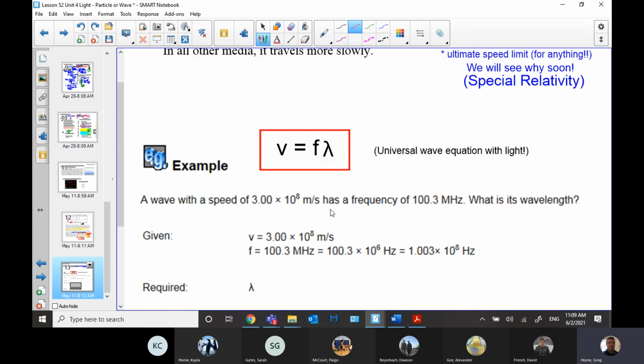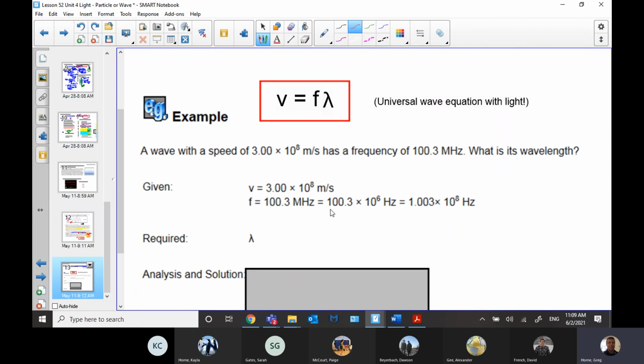So this is the universal wave equation with light. The calculations make sense: the speed's 300 million, and we've got a frequency of whatever. This was given as 100.3 megahertz. Mega means 10 to the 6, so we could write it instead as 1.003 times 10 to the 8 hertz. The mega is just, again, from your metric prefixes. Look at your metric prefixes from Google or wherever you have them bookmarked if you ever need them.